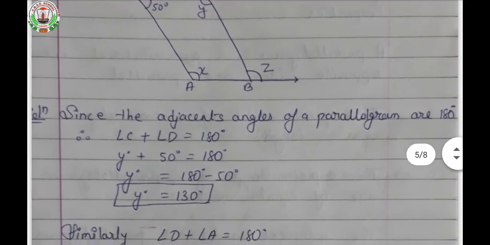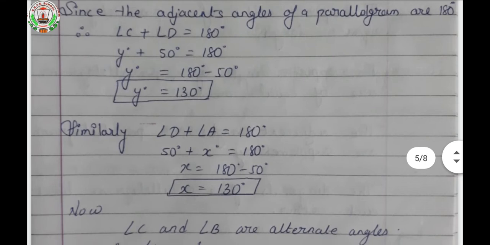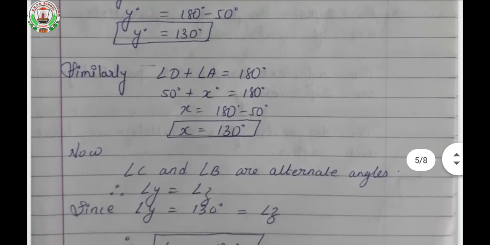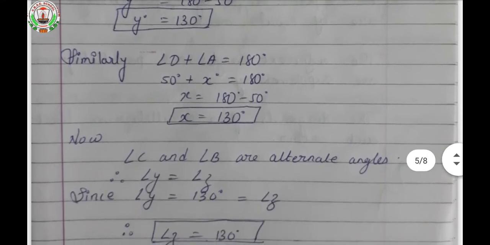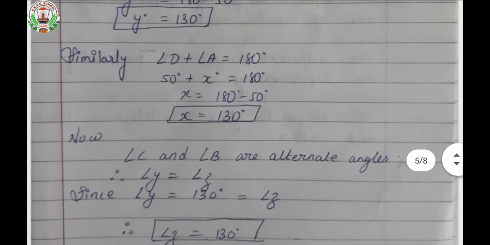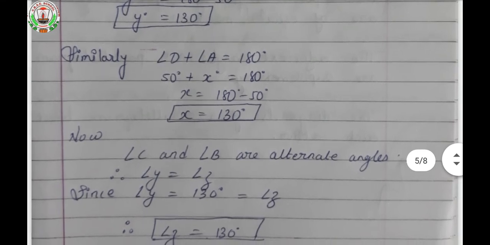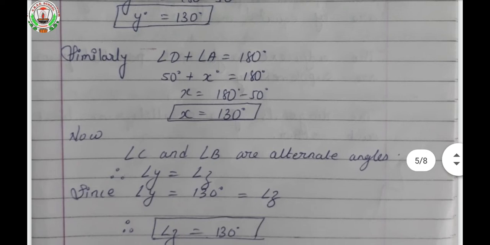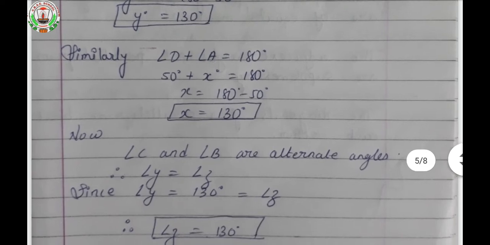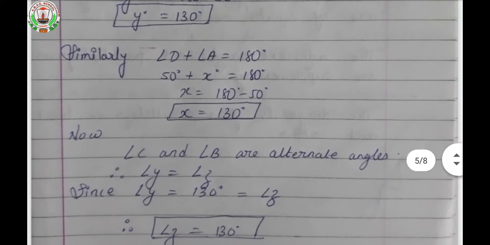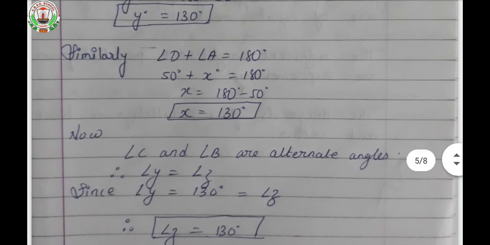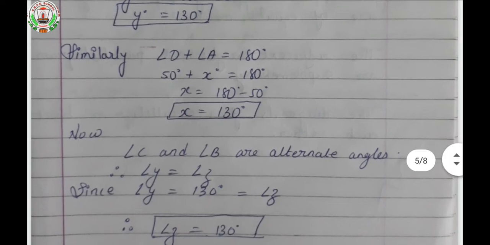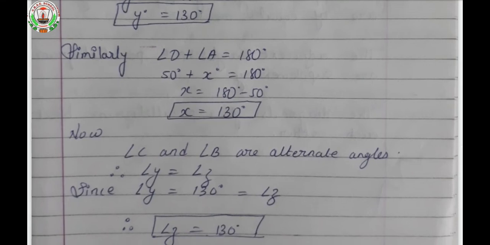130 degrees. Similarly, we are considering the next adjacent pair of the parallelogram, that is angle D plus angle A is equal to 180 degrees, isn't it? So, angle D we are having 50 and angle A we are having x. So, 50 plus x is equal to 180 degrees. Have you understood up to here? Now, transpose 50 from the left hand side to the right hand side, it becomes minus 50. Therefore, x is equal to 180 minus 50. Hence, x is equal to 130 degrees.